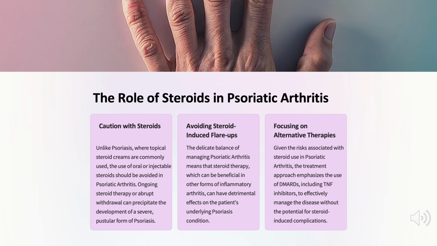To avoid steroid-induced flare-ups and complications, the treatment approach for psoriatic arthritis focuses instead on alternative therapies. Specifically, we prioritize the use of disease-modifying anti-rheumatic drugs, DMARDs, including TNF inhibitors. These medications effectively manage the inflammatory component of the disease without posing the risks associated with steroid use. By steering clear of steroids and opting for safer, more targeted therapies, we can ensure better outcomes and improved quality of life for patients with psoriatic arthritis.